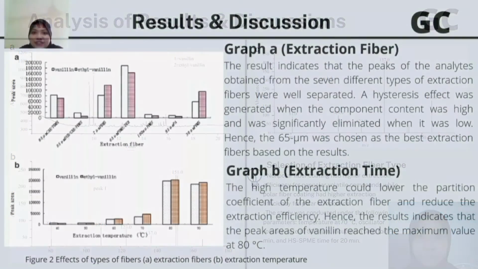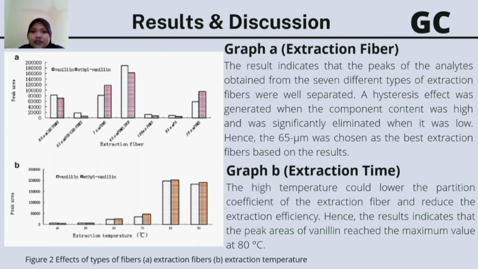Results and discussion. Graph A, extraction fiber. The result indicates that the peaks of the analytes obtained from the 7 different types of extraction fibers were well separated. Hence, the 65 micrometer fiber was chosen as the best extraction fiber based on the results. Graph B, extraction temperature. The high temperature could lower the partition coefficient of the extraction fiber and reduce the extraction efficiency. Hence, the results indicate that the peak areas at 80 degrees Celsius.